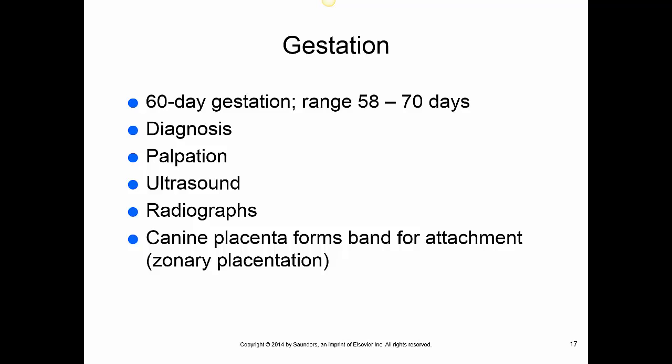Gold standard is still radiographs, and radiographs are usually done after about 43 days, and are probably the most accurate from about 45 days on. The reason for this is that sometimes at 43 days we don't have complete ossification of the fetus, and by 45 we do. And it's the gold standard because you can actually see the fetuses in there and count them, and most practitioners are very comfortable with radiographs.